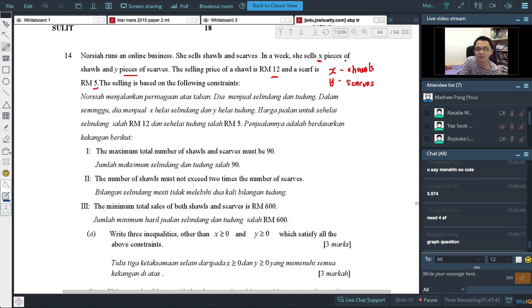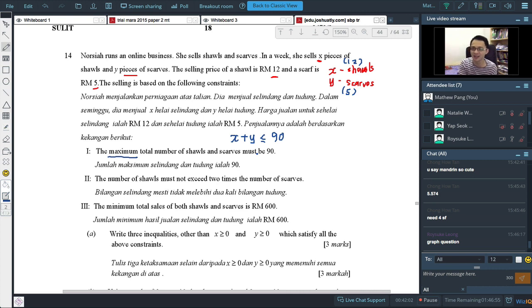Alright, I have everything. So the first condition is this: the maximum total number of shawl and scarf must be 90. Maximum means I cannot be more than 90, correct or not? If I maximum give you 5 ringgit, I cannot give you 6 ringgit, right? It means I can give a value less than or equal to 5 ringgit. This is the idea. So that means X plus Y must be less than or equal to 90. So you have to understand the meaning of maximum. I always use money because it's very easy to understand. You just imagine if your friend maximum will give you 5 ringgit, your friend can give you 4, can give you 3, but cannot give you 6 ringgit, correct or not?